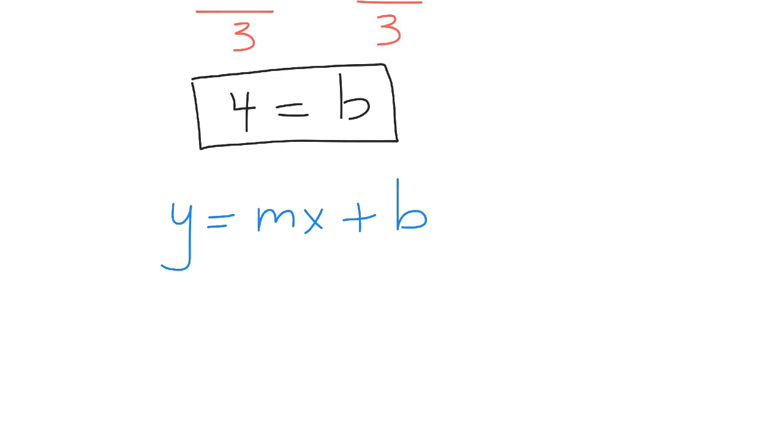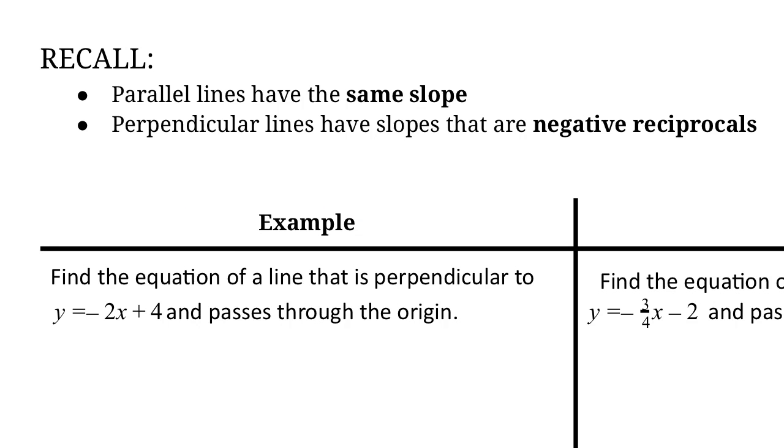The last thing we need to do is write the final equation. So I'm just going to rewrite the equation and plug in my values for slope and y-intercept. So that's going to leave me with y equals -2/3x plus 4.